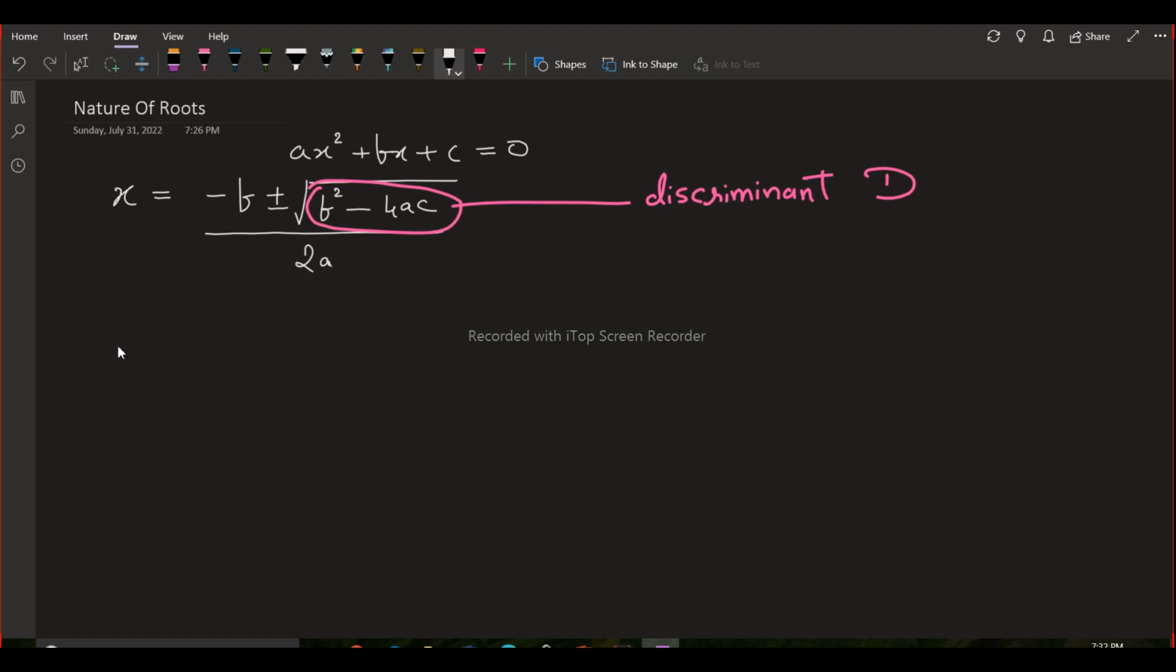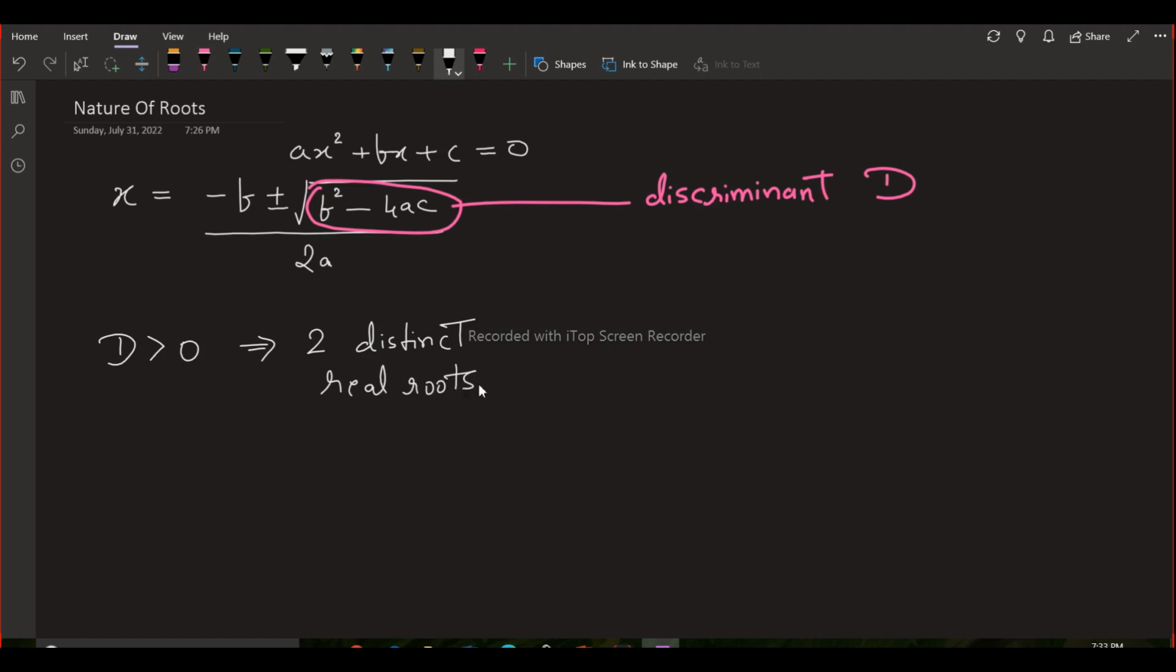The concept is, if this discriminant is greater than 0, you can just understand this logically. If b² - 4ac is greater than 0, then x will have two values, right? Minus b plus minus a root upon 2a. So when D is greater than 0, you'll always have two distinct real roots.